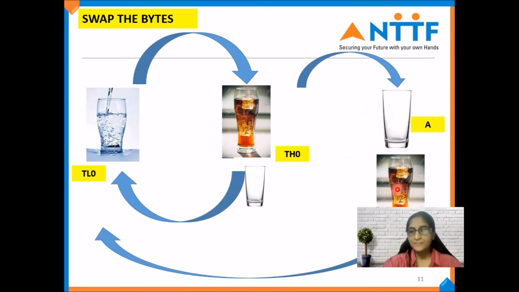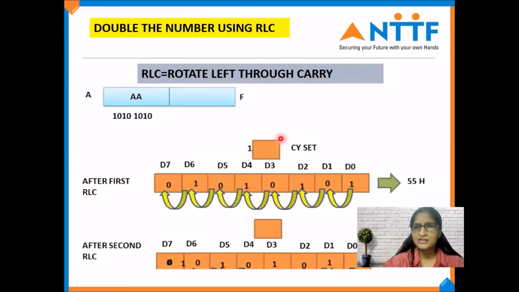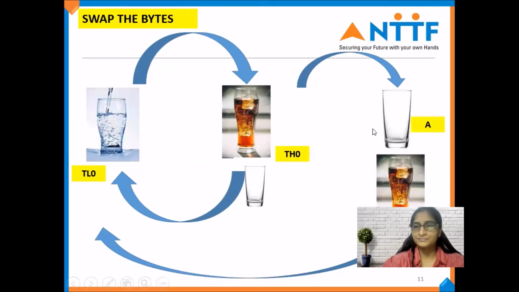So what will be the status? This glass is full of cold drink, but this one is empty. So what can we do? This water we can transfer here because this is empty. Now this one is empty, so the cold drink can be transferred back here. Now we have TL0 with cold drink, where before it was filled with water, and TH0 presently with water, which previously had cold drink. So our target is achieved, right? This is just one small example.